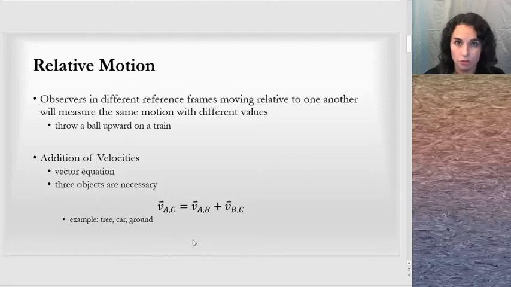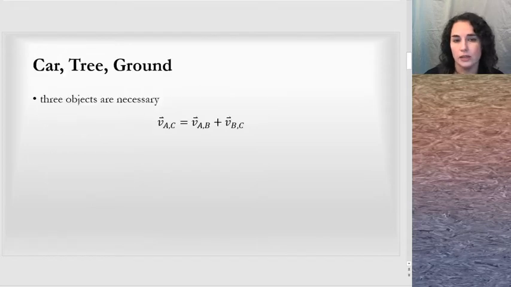The key here is to consider three different objects in the equation that create the reference frames. I picked tree, car, ground as a good example because, like I was saying before, this is kind of instinctual for a human being to think about on the planet. So three objects are necessary.